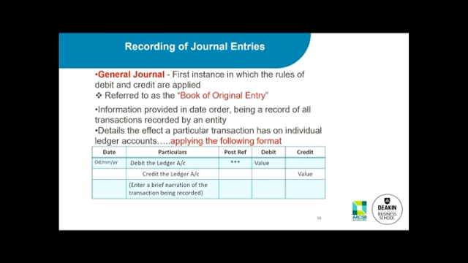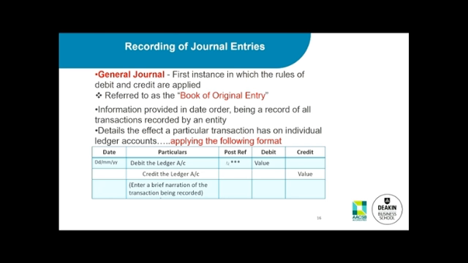This is the way that we put them in the journal, and you can see here that in a journal we will have various columns. The first column is the date it occurred. The second column is the particulars, which relate to the account. And under the particulars we will have some brief explanation of what the transaction is all about.